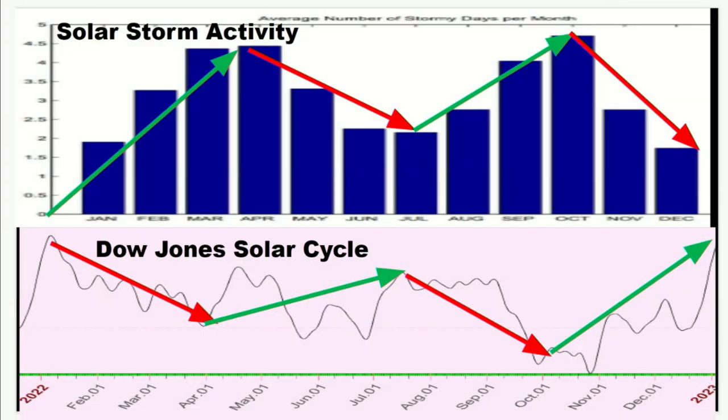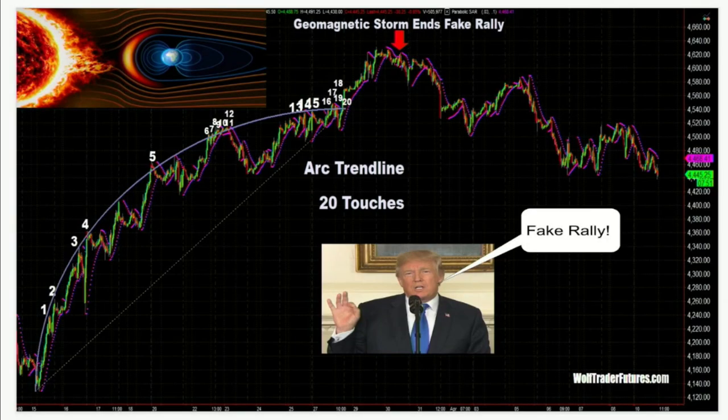Absolutely. So we're showing here on the long term the solar cycle activity. Solar storms correlate with the S&P or the Dow Jones. But take a look at this next chart. This next chart is actually what happened when the storm passed over. Right when the storm passed over, you can see that the S&P was rallying, following this arc path that jumps up. And then the geomagnetic storm hits, and that was the end of it. It just completely ended the rally.